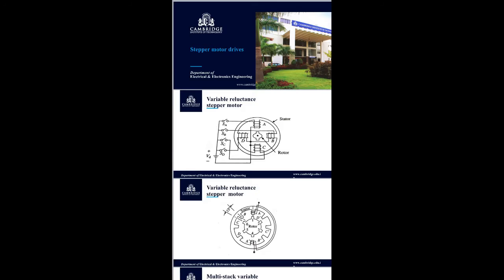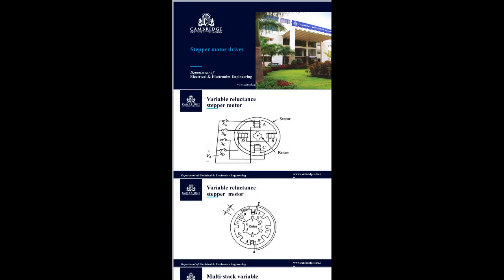The first figure here is the single stack variable reluctance motor. A variable reluctance motor has salient pole stator and rotor. While the rotor has no windings, the stator has concentrated coils placed over the stator poles. What is reluctance here? It is the ratio of MMF to flux. It is defined as the opposition offered in a magnetic circuit to magnetic flux.